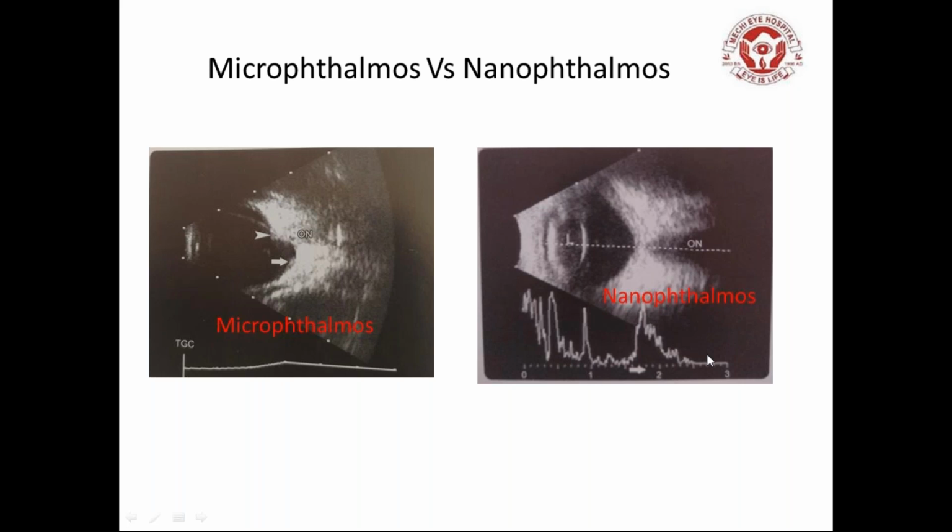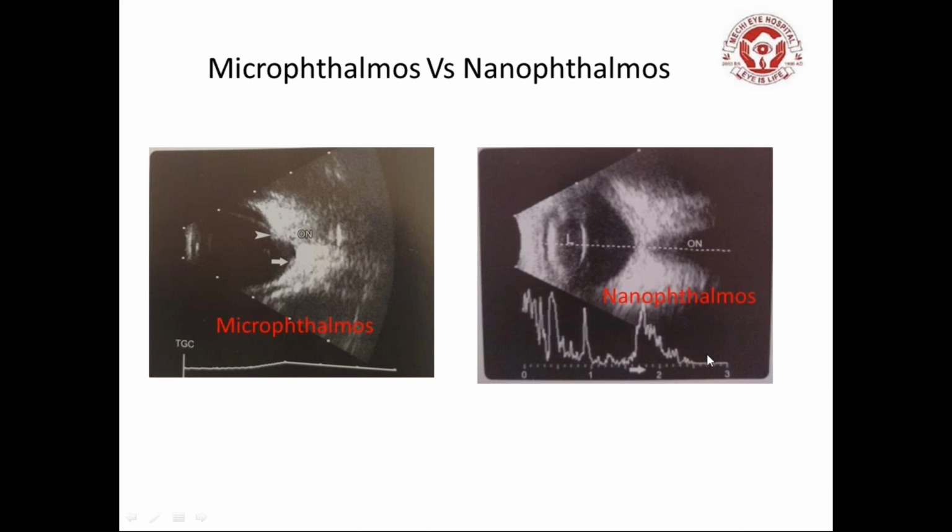In case of microphthalmos, all the structures are small and generally associated with structural deformities like coloboma.